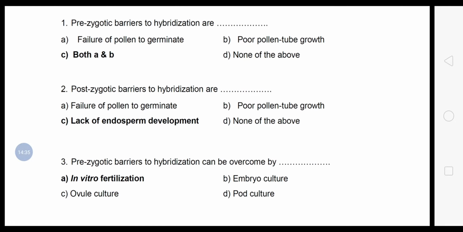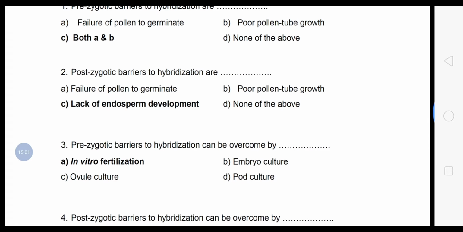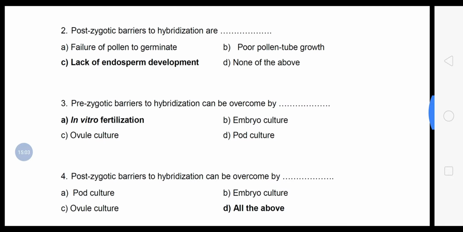Prezygotic barriers to hybridization are failure of pollen to germinate and poor pollen tube growth. Post-zygotic barriers to hybridization are lack of endosperm development. Pre-zygotic means before the formation of zygotes, that means at the gametic conditions only, and post-zygotic means after the formation of zygote, that may be endosperm development or embryo development, etc.